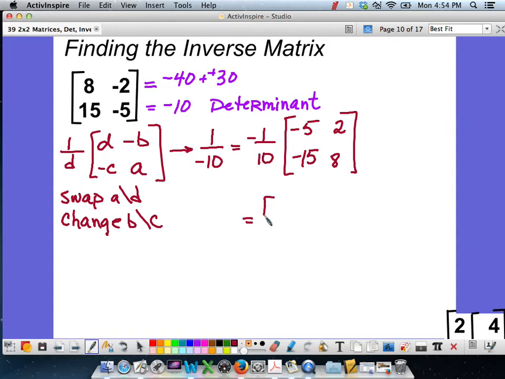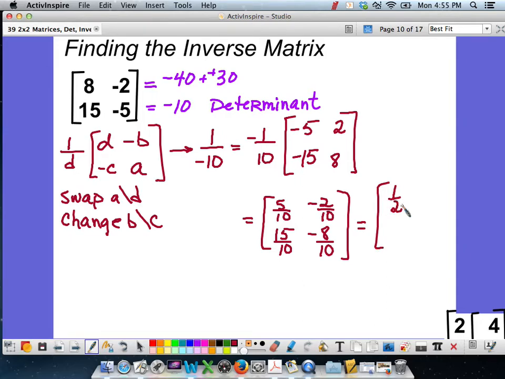If I multiply in this negative 1/10 times negative 5, that's going to be 5/10. Negative 1/10 times 2 is negative 2/10, in case you don't have a calculator. Negative times a negative is a positive 15/10. And then negative 1/10 times 8 is negative 8/10. Don't forget that you always reduce a fraction. So I'm going to reduce all those fractions, and it will be 1/2, negative 1/5. 15 over 10 reduces by 5 to 3/2. And then negative 8 over 10 is negative 4/5.